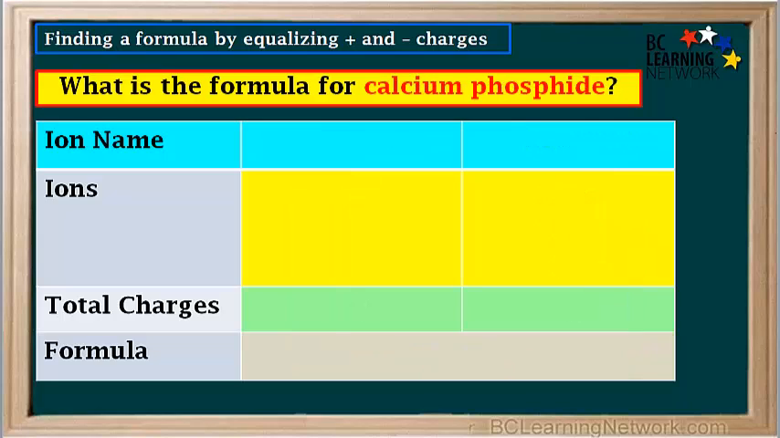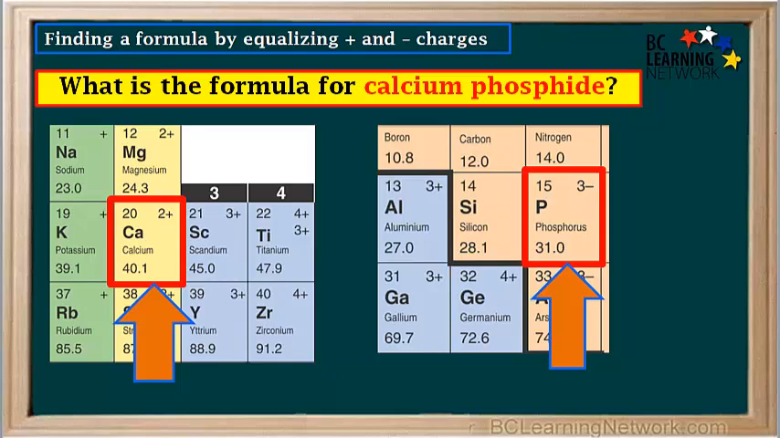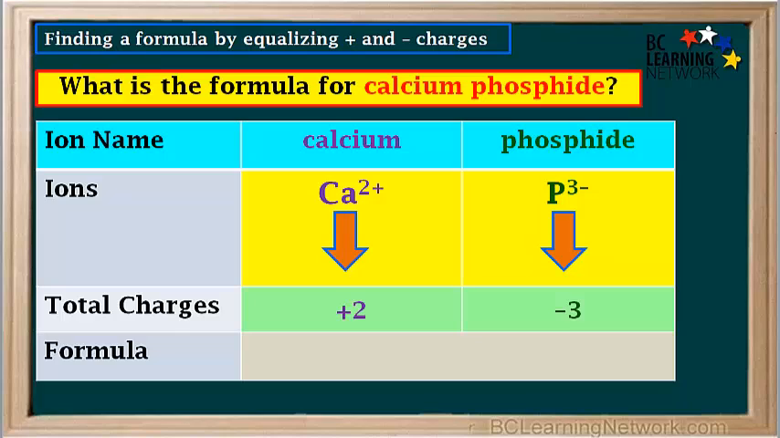Let's do one more example. We're asked to write the correct formula for calcium phosphide. We put in the ion names. Now we find these ions on the periodic table. For phosphide, we use phosphorus with a charge of -3. We add them to the table, and we write down their charges. We see that they do not add up to 0.